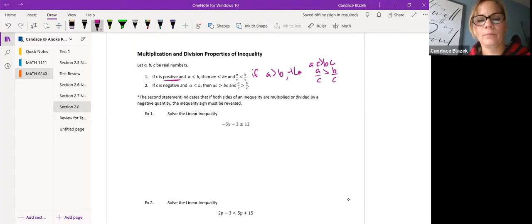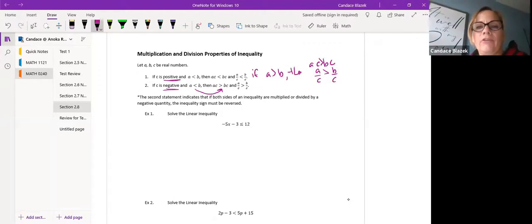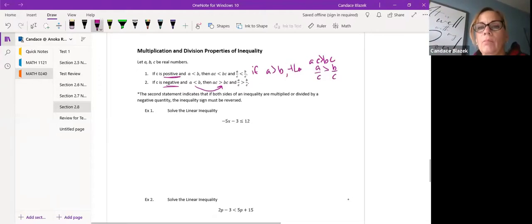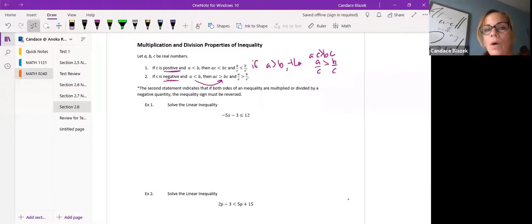So what that means is if you multiply or divide by a positive number, then you do not change the inequality sign. But if C is negative and A is less than B, then A times C is going to be greater than B times C. Notice the flip in the sign. If you multiply by a negative number, you have to flip the sign. And A divided by C is greater than B divided by C. Again, you have to flip the sign. So the second statement indicates that if both sides of an inequality are multiplied or divided by a negative quantity, the inequality must be reversed.